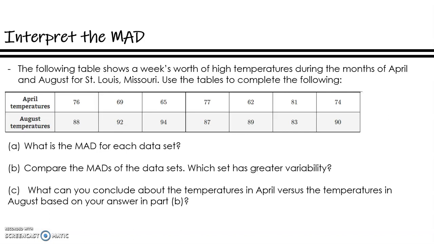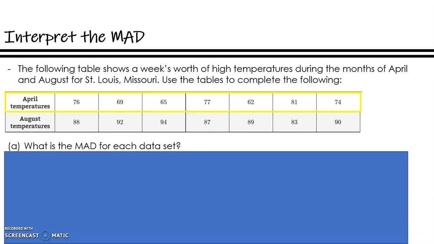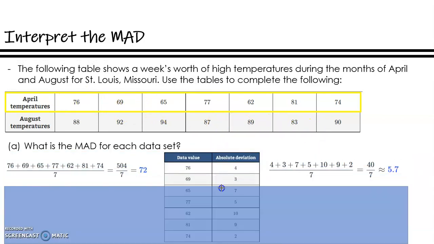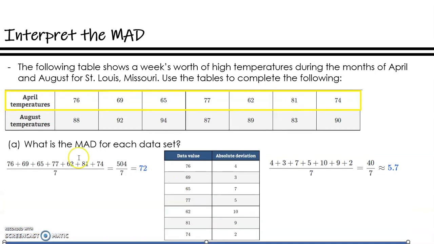So on this screen, part A, what is the MAD for each data set? Okay, so remember to find the MAD, you first have to find the mean. And the mean is 72. Then you have to find the distance each number is from the mean. So 76 is 4 from the mean, 3, and so on and so forth. So all of the absolute deviations are here. We add them together, we divide by 7, and our MAD for April temperatures is 5.7.